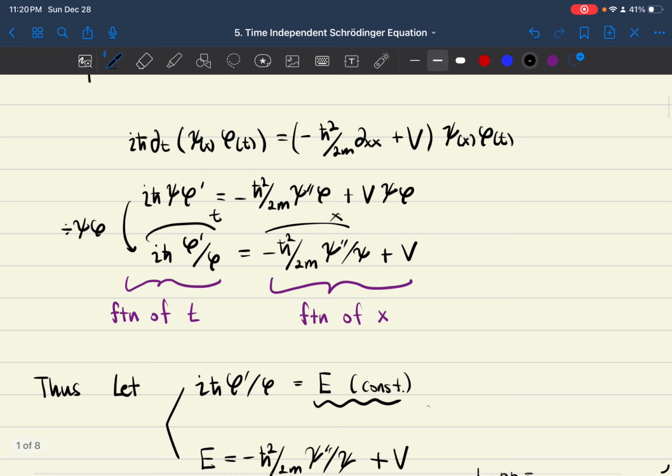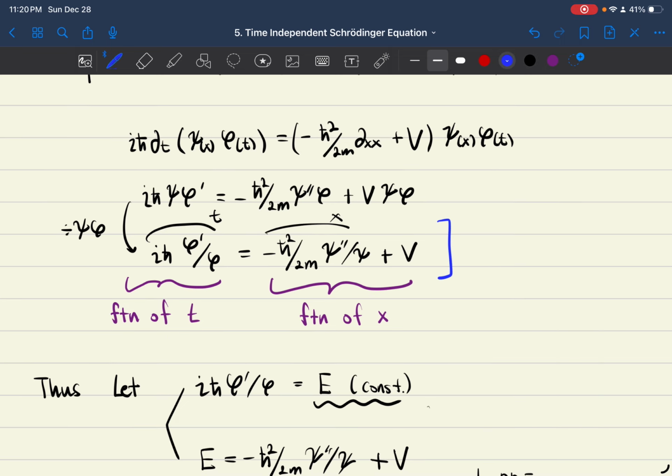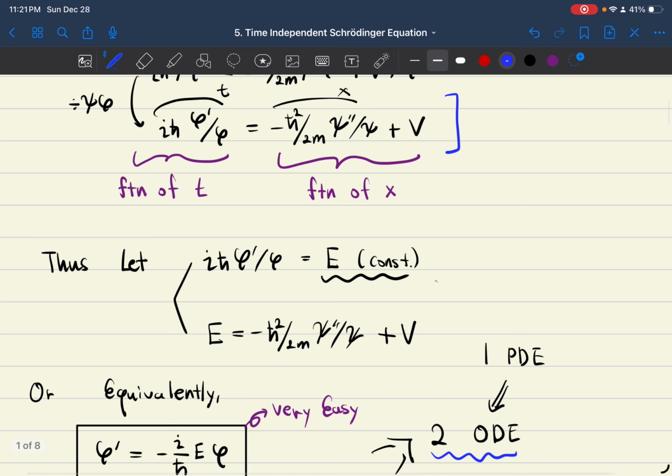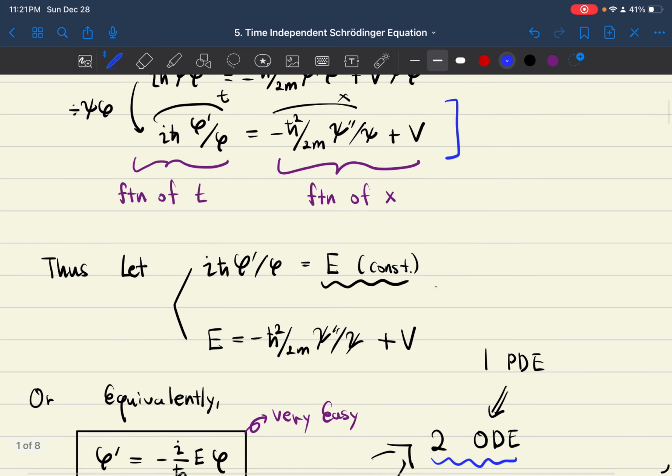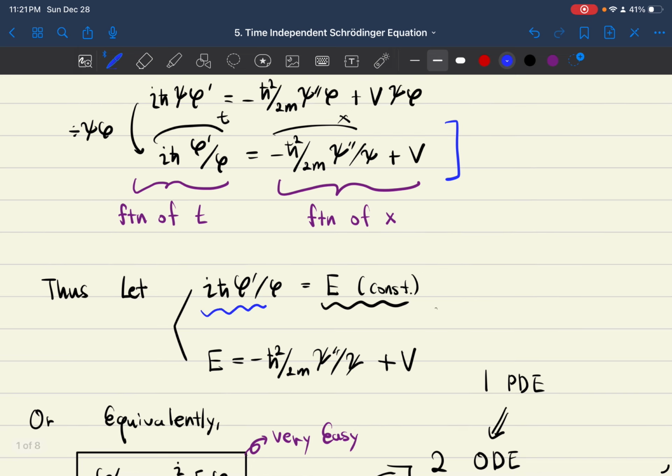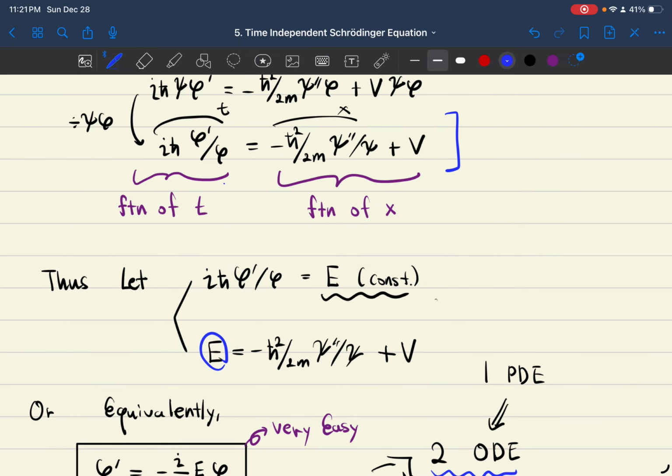So when we plug in, we eventually get this form. The left-hand side is a function of t and the right-hand side is a function of x, so the two sides are equal only when both sides are a constant. Let the constant be E. So we get this: i h-bar phi prime divided by phi equals E, and this E equals this.